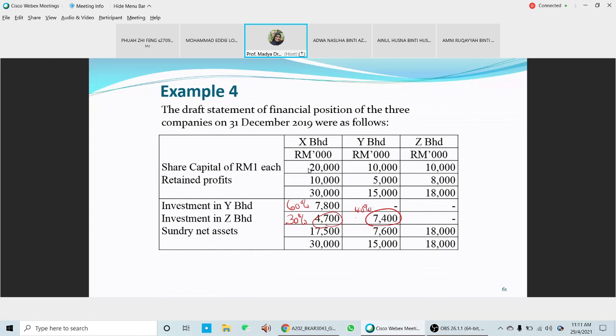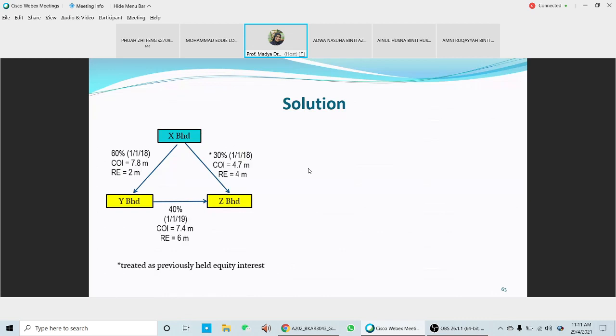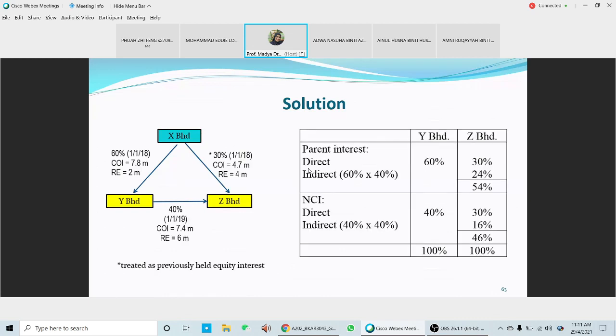Okay, so that is what you have. Now we're going to look at the profit before tax and the RE. This is important here: the RE brought forward. And then NCI is measured at fair value. So this is what we have. You need to prepare this one.